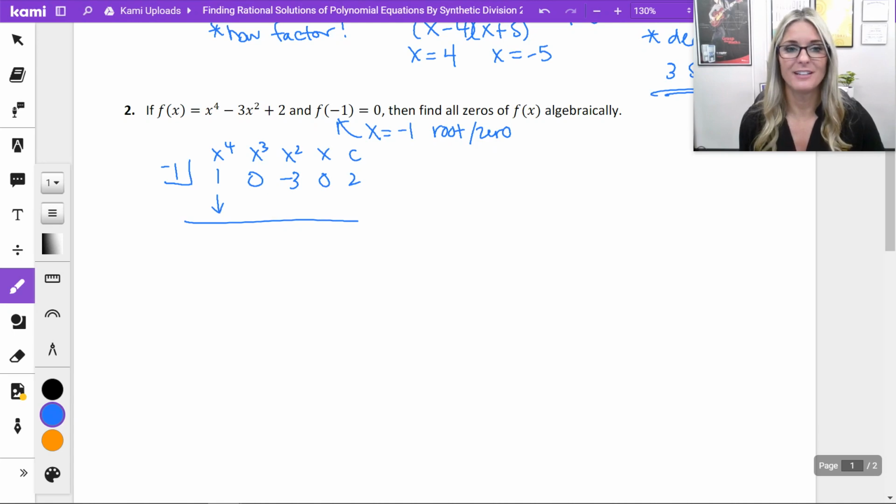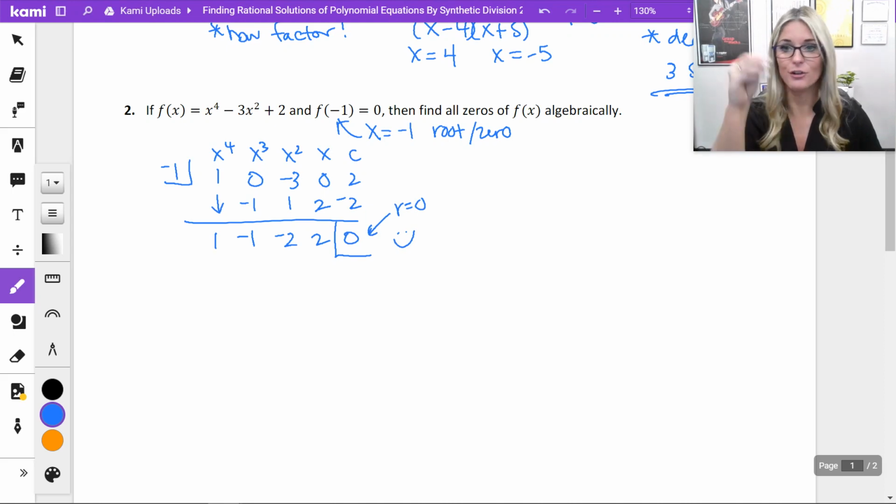Bringing down the first coefficient every time, 1 coming straight down, multiplying with my box, negative 1, adding straight down, get a negative 1, multiply with the box gives us positive 1, adding straight down, negative 2, multiply with my box gives us positive 2, adding straight down is 2, multiplying with the box, here we go, negative 2, adding straight down, there is 0. I should get a remainder of 0 every time. They're not lying in the problem when they say negative 1 is the root or 0. So that all checks out. I'm ready to rock and roll.